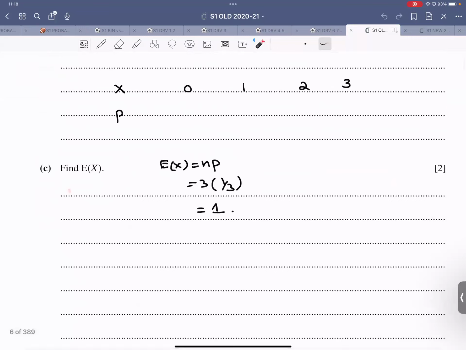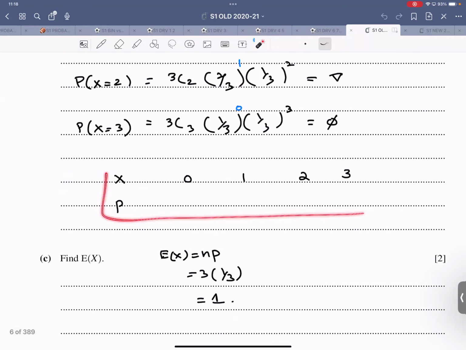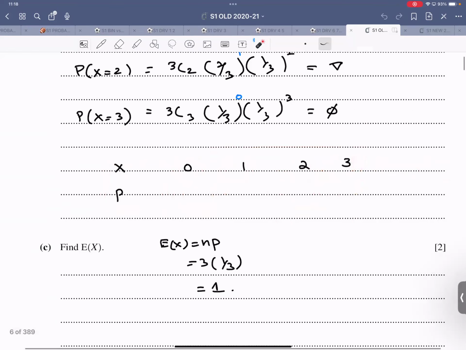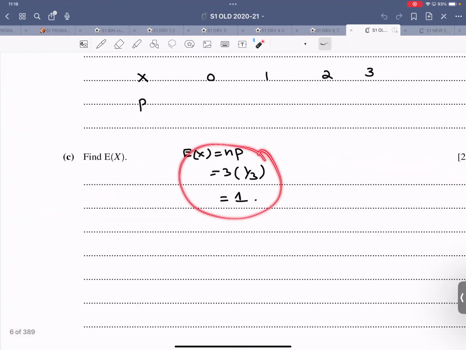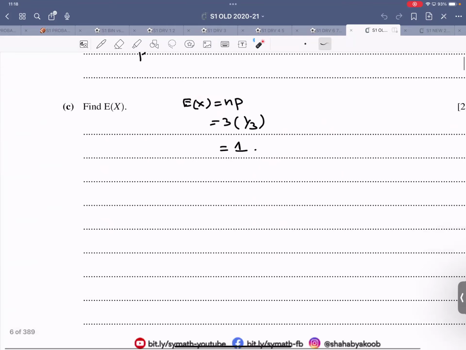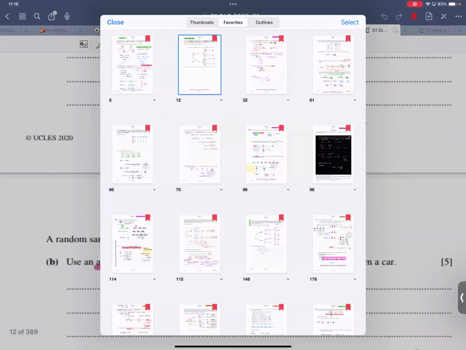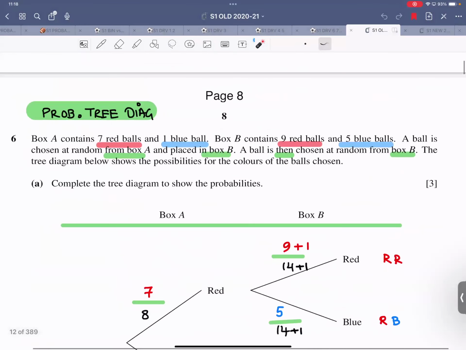If they ask for expectation, the formula for expectation is sigma xp. Take each x value, multiply it with the corresponding probability and add it up. Or since you are considering it binomial, and it is binomial, just use np and you will get the same answer. So this is the first question that we came across. The second question, just have a look.